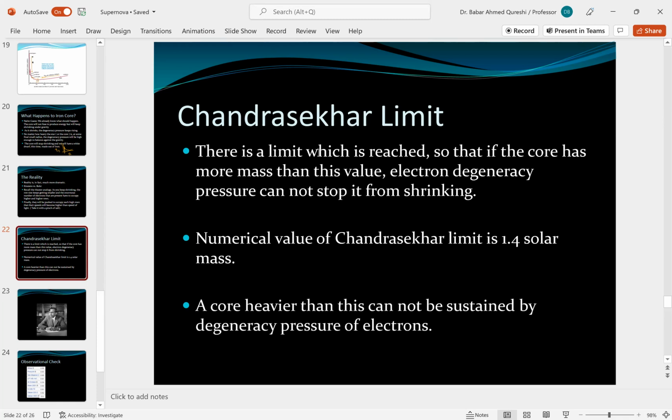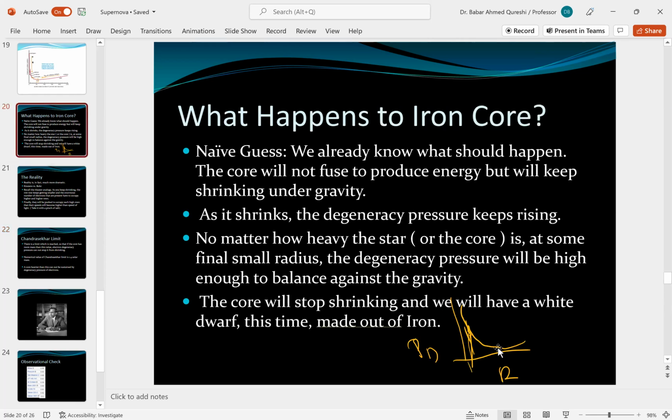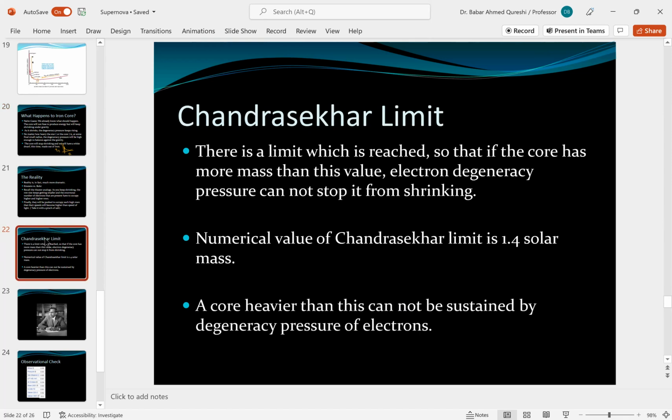It says that there's a limit, so that if the core has more mass than this value, electron degeneracy pressure cannot stop it from shrinking. So this picture that no matter how much mass I have, I can keep shrinking, and finally the degeneracy pressure will rise high enough to stop the shrinking, is not completely true.